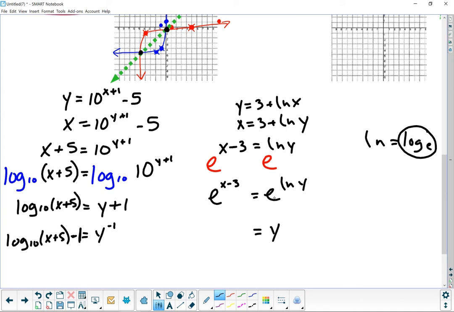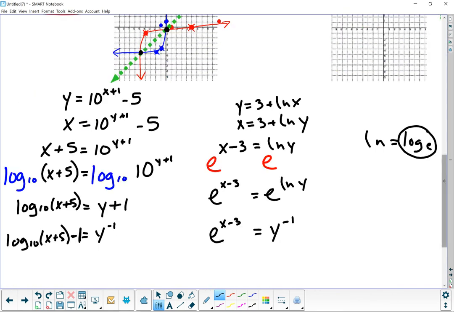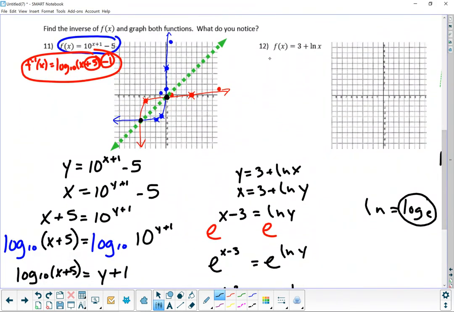Yes, just the y, because the e and ln, which is log base e, cancel out in a sense. On the left-hand side we have e to the x minus 3, and we have solved for y. Once we solve for it, that's our f inverse. So we'll call this f inverse of x equals e to the x minus 3 power.